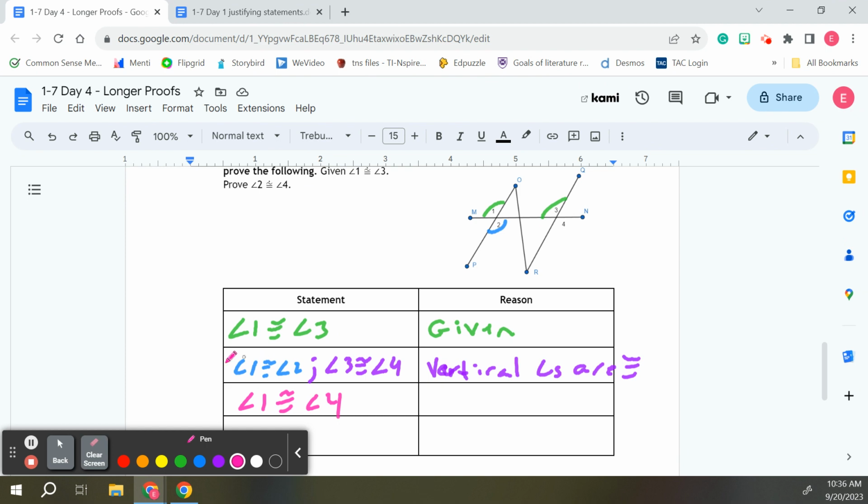Because if you ignore what's in blue right here, you can see that the pairing is angle 3. Does that make sense? So either one works.